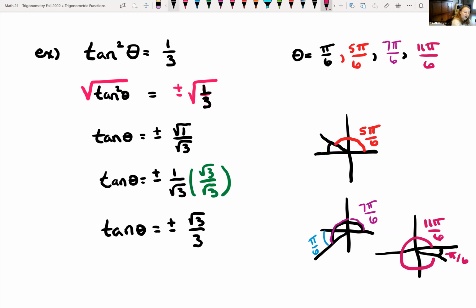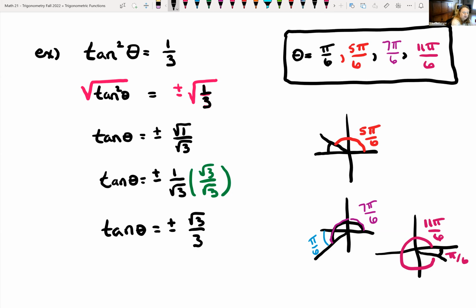So there's 4 angles that we could take tangent squared of those angles and get back 1/3. And there would have been an infinite number of angles, but we wanted all the angles just between 0 and 2 pi. So when you're doing the homework or a test question, look to see, do they limit what theta is, or do they ask us for all of the solutions?